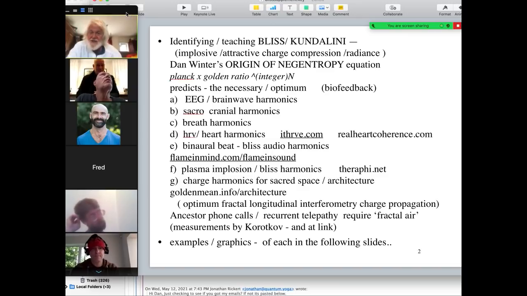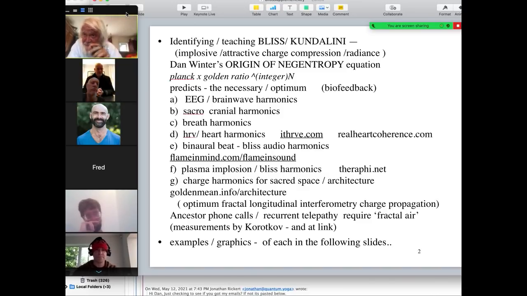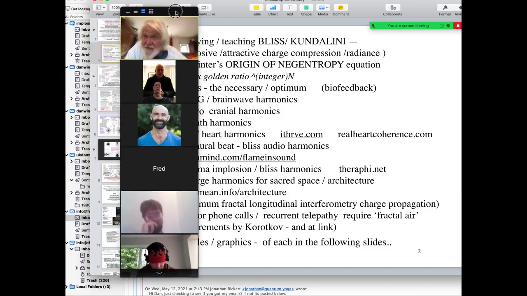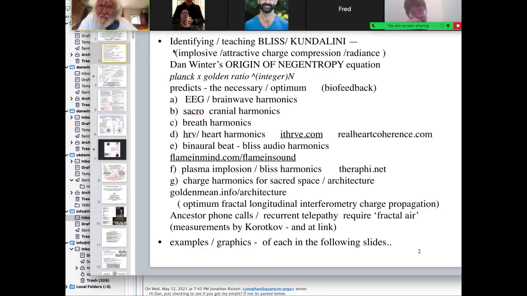Move this over. Okay. So we're identifying bliss and kundalini in general as the physics of this frequency signature. The bliss and kundalini and charged radiance, which is the climax form of ascension, is identified always by the same frequency signature in A, brainwaves, B, sacrocranial low-frequency spine liquid pump harmonics, C, breath harmonics, D, heart rate variability harmonics, E, binaural beat bliss audio harmonics, F, plasma implosion harmonics, G, the charge harmonics for sacred space, the definition of sacred space, life force in architecture. All of the above frequency signatures for bliss will then be golden ratio times Planck. Thus, not only have we identified how bliss transcendence propagates, but we've identified how to optimize it.